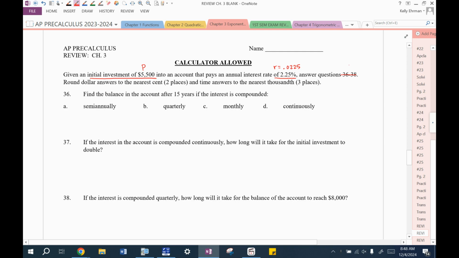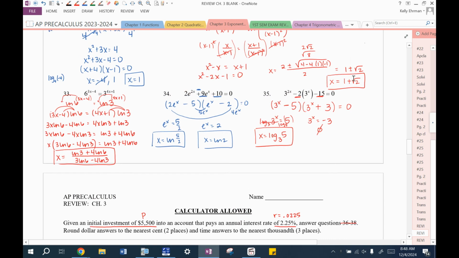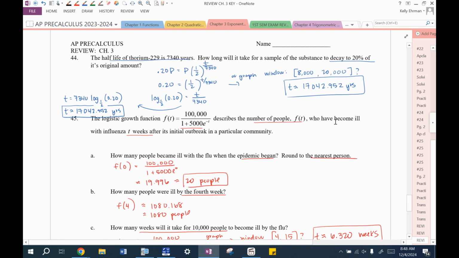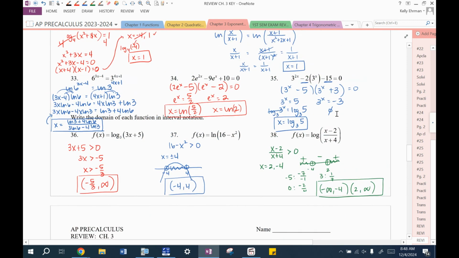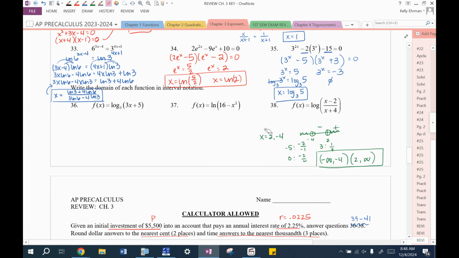This should be answer questions. Let's see. I don't think it's 36 to 38. You guys have extra stuff. Oh, wait. Am I missing a domain section? Sorry, I'm checking to see, yeah, after equations. Sorry. Let me do this domain part real quick. Sorry, for my video, I must have copied an old review, which I did not mean to do. Okay.